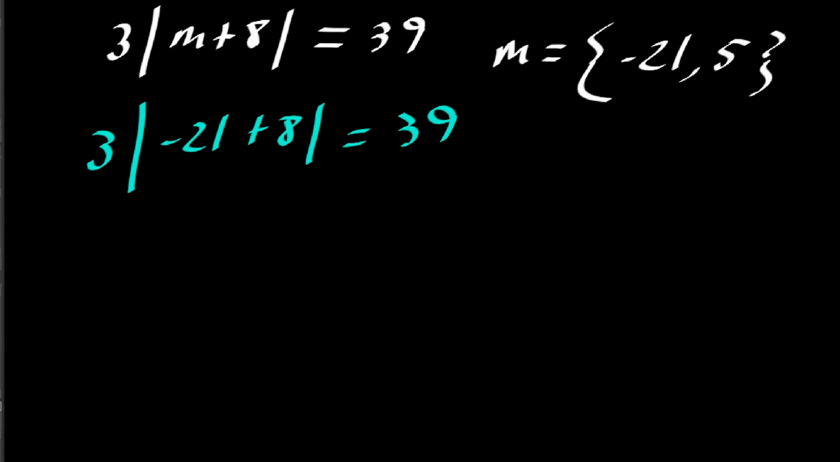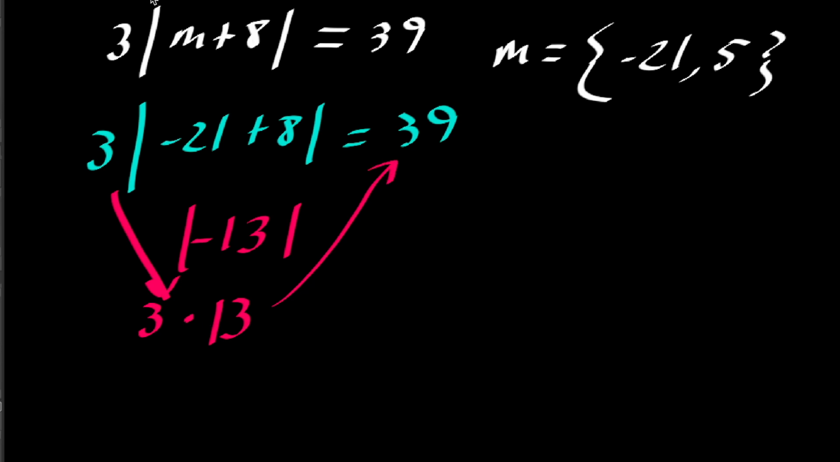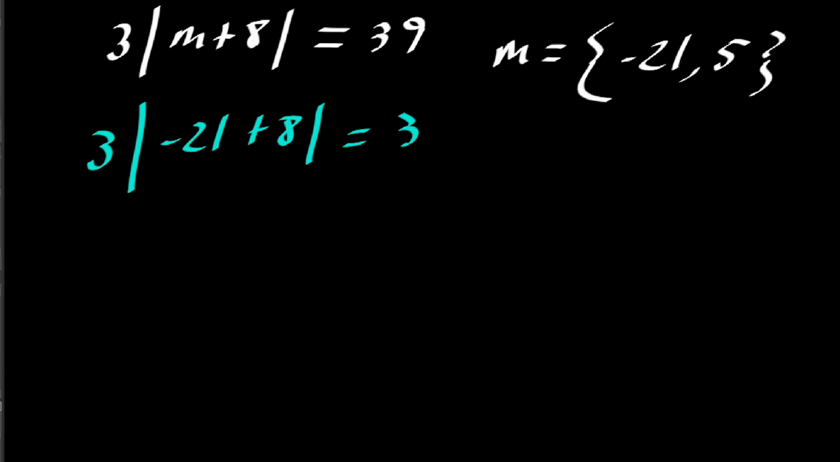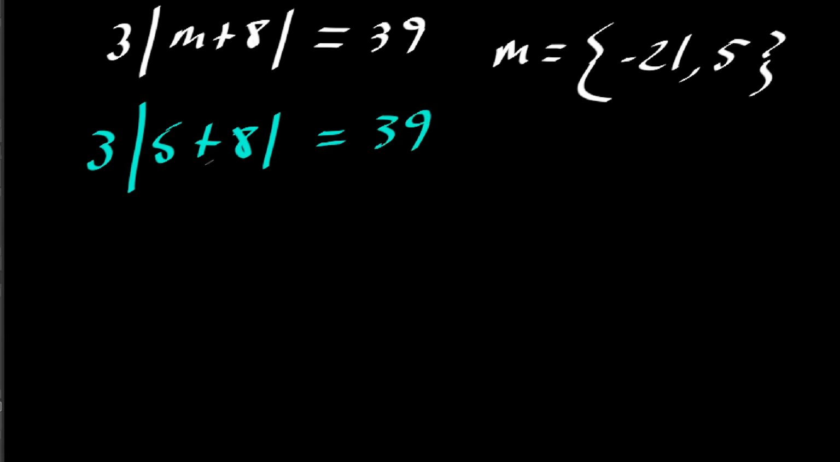Okay, so on the inside, negative 21 plus 8 gives me negative 13. And the absolute value of negative 13 is positive 13. 3 times 13 is 39. So that checks out. All right, if we substitute 5 in, 5 plus 8 is 13. The absolute value of that would be 13. 3 times 13 is 39. So boom, it checks out.